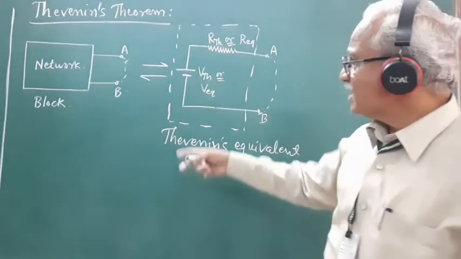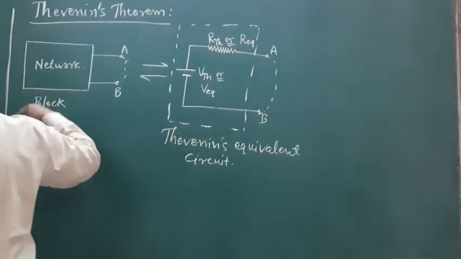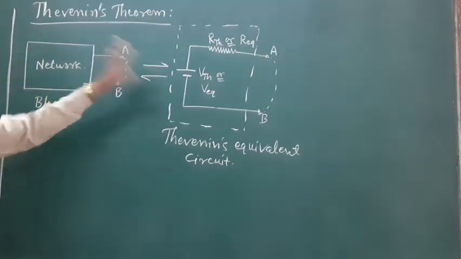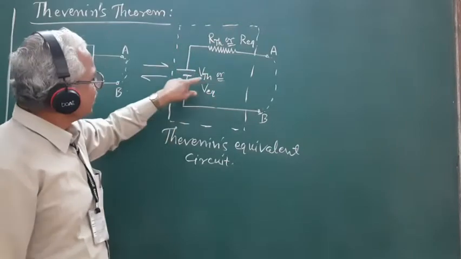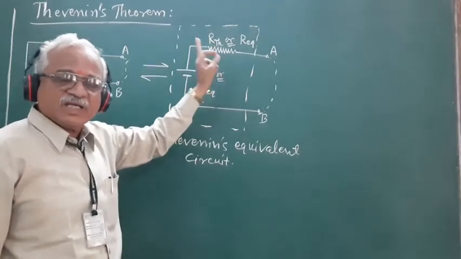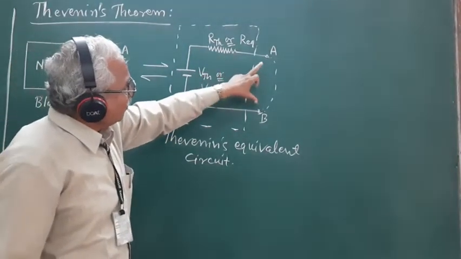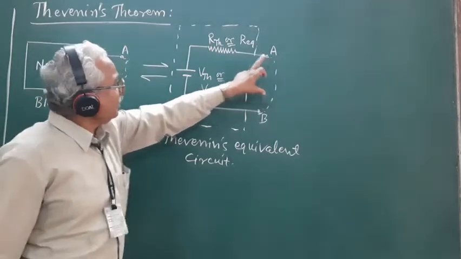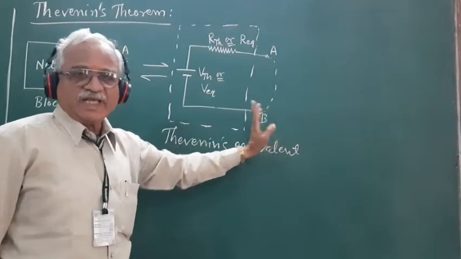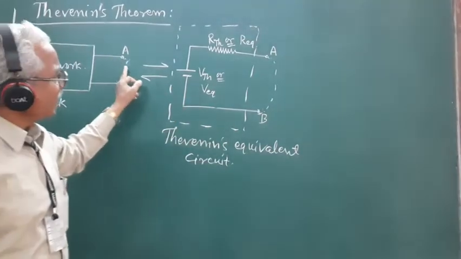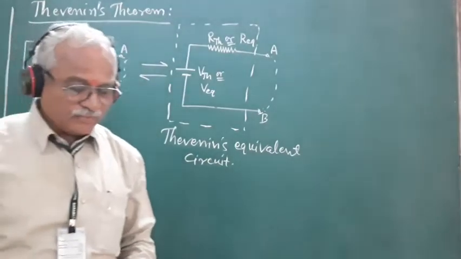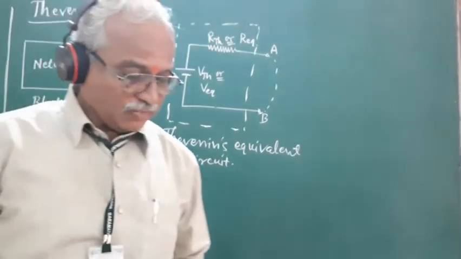So here we have this box or block containing the given complicated network, and this complicated network can be replaced by a simple series circuit consisting of a voltage source in series with an equivalent resistance called the Thevenin resistance. So the voltage appearing across the terminals A and B here or here, or if we connect the load resistance across the terminals A and B, the current flowing through the load resistance in both these situations remains the same. So that is the Thevenin theorem.